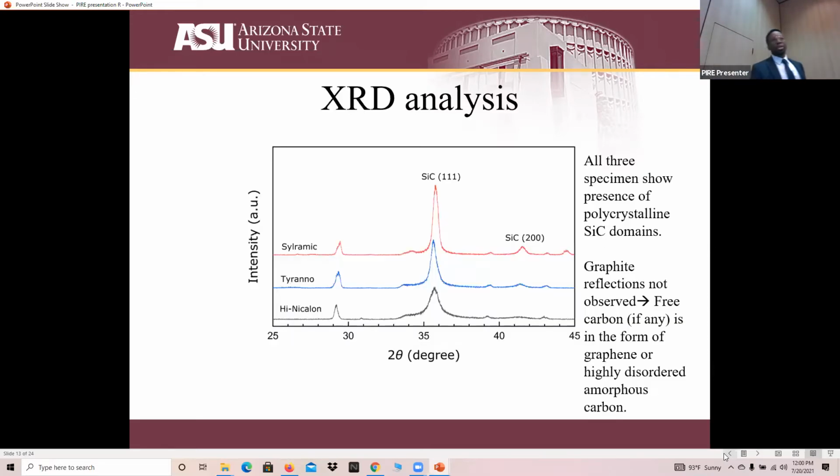Here's the XRD analysis for the different fiber types that we have. And what we see is that we do see peaks that correspond to crystalline silicon nitride, but we do not see any peaks that correspond to graphite, which leads us to conclude that whatever carbon we have in our matrix is in the form of graphene or other amorphous sp2 hybridized carbon network.